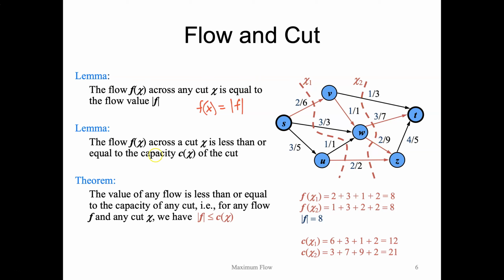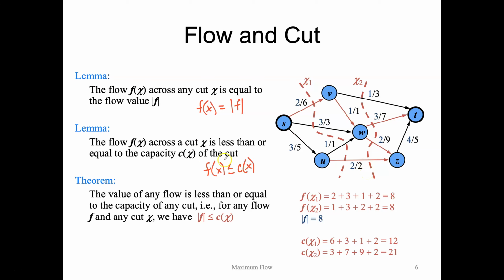Now the second lemma comes from the capacity rule. It says that the flow across any cut is no more than the capacity of that cut. We can't exceed the capacity. So for example, the capacity of this cut is 12. This is 6 plus 3 plus 1 plus 2, whereas the capacity of this cut is 21, 3 plus 7 plus 9 plus 2. And in each case, we don't exceed the capacity of either one of these cuts.